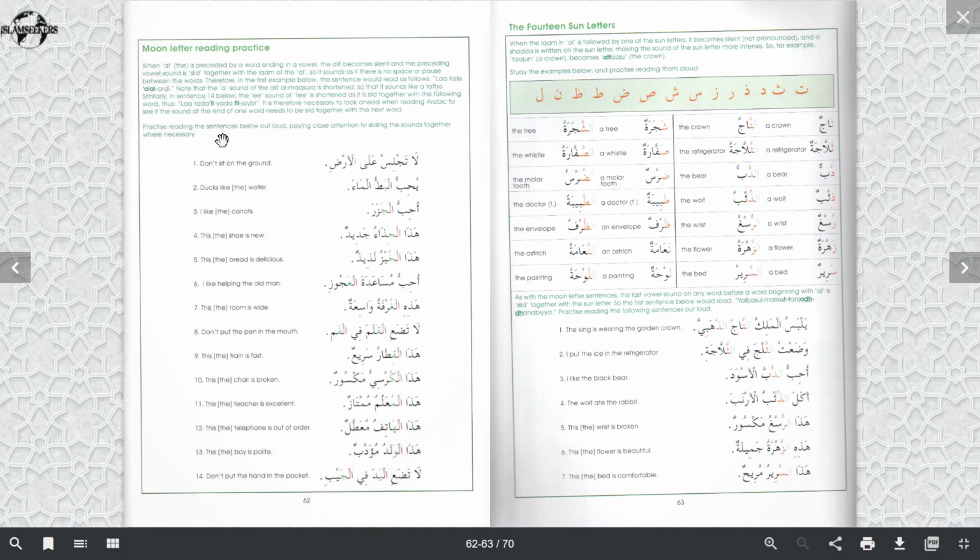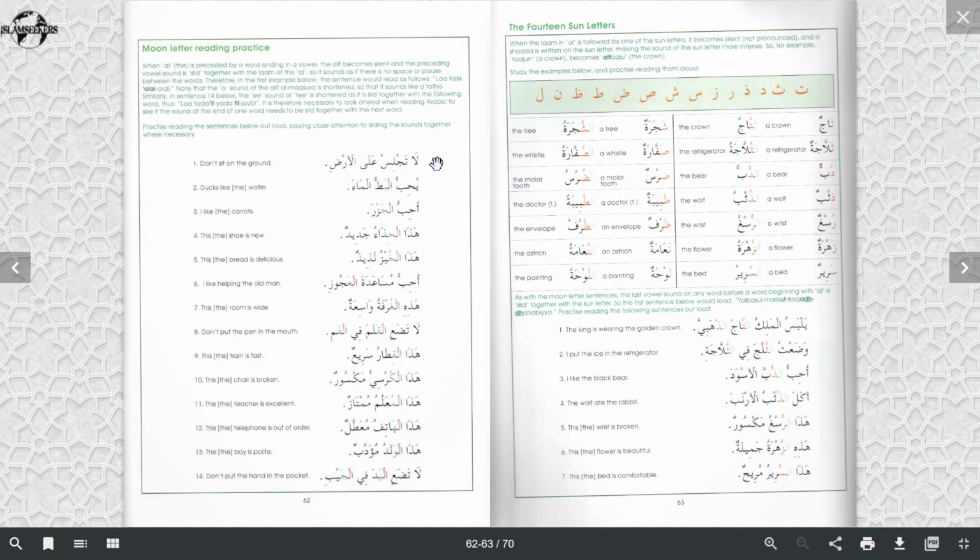لا تجلس على الأرض. Note that the a sound of the alif al-maqsura in ala is shortened so that it sounds like a fatha. Similarly, in sentence 14, the e sound of fi is shortened as it is slid together with the following word, thus. لا تضع اليد في الجيب.